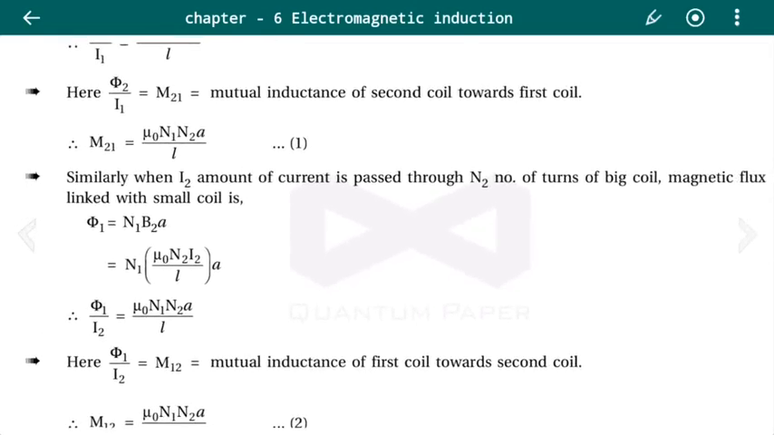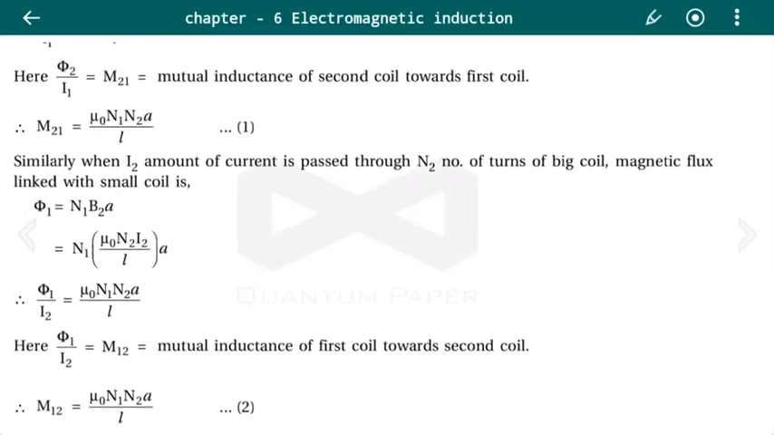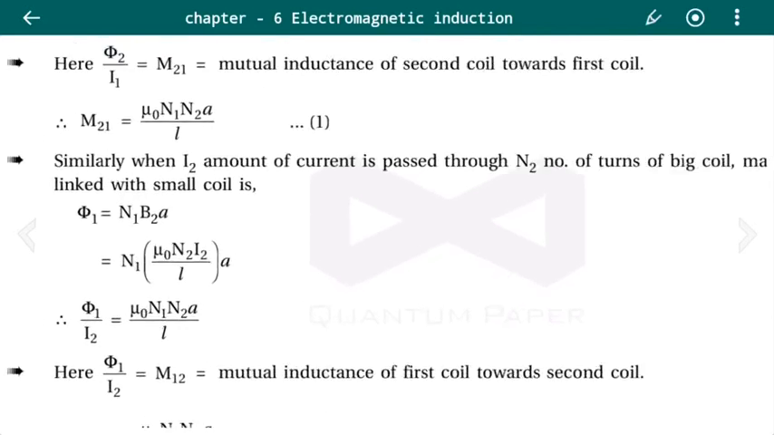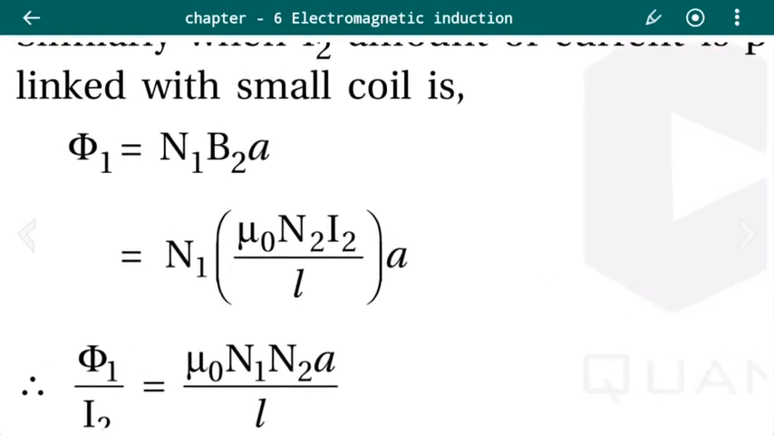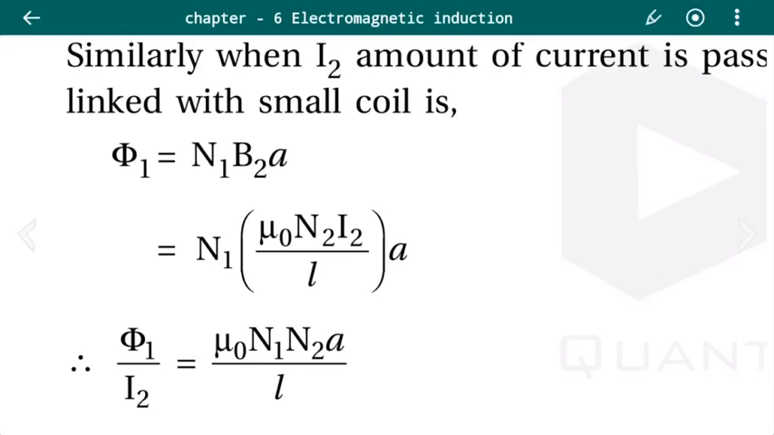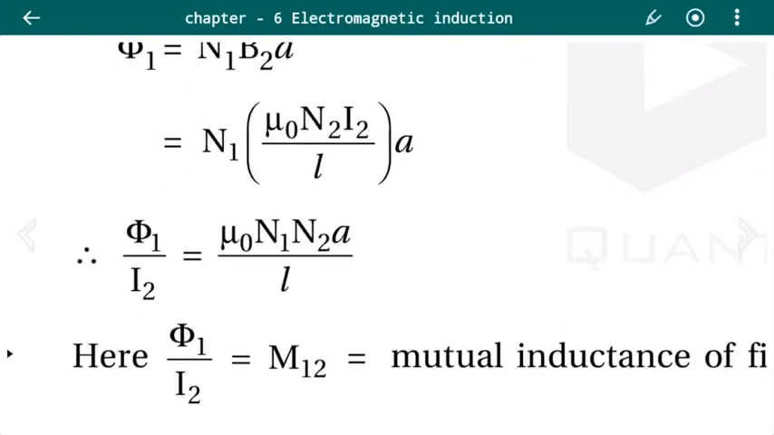Similarly, when current I2 is passing through the big coil, which has N2 number of turns, then the magnetic flux associated with the small coil is phi1 equals N1 B2 A cos 0 degree. So here we will have N1 B2 A. Here it is B2 because the magnetic field lines associated with the smaller coil are due to the big coil, that is N1 mu 0 N2 I2 upon L into A.